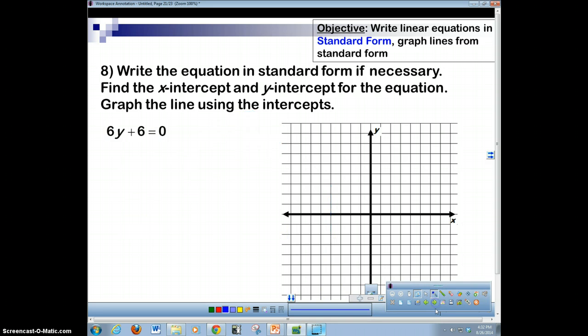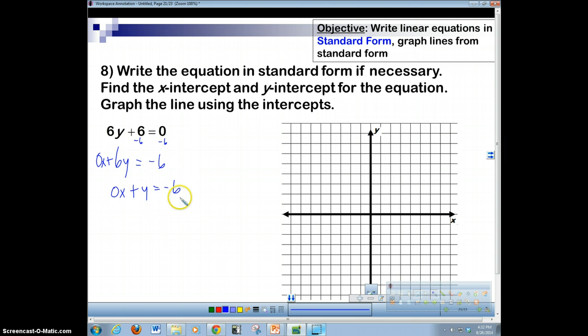Let's take a look. How about this? Whoa, what is this about, right? Let's put it in standard form. Well, it's really almost in standard form, right? 0x plus 6y equals negative 6. I moved the 6 over, right? We can actually divide everything by 6 and get 0x plus y equals negative 1.